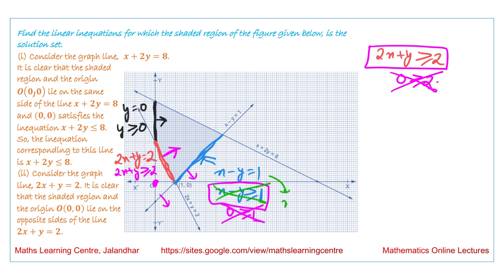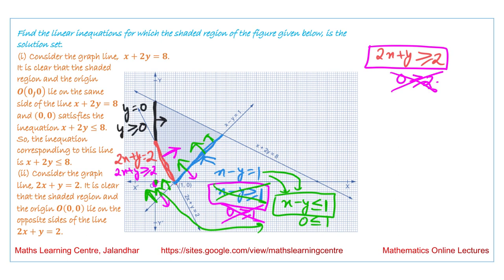The inequation should be in the form x minus y is less than or equal to 1. Now if you substitute (0, 0) here, you will get 0 is less than or equal to 1. So now we obtain the region above this line, since (0, 0) is above this line. So corresponding to this line, we will have the inequation x minus y is less than or equal to 1.